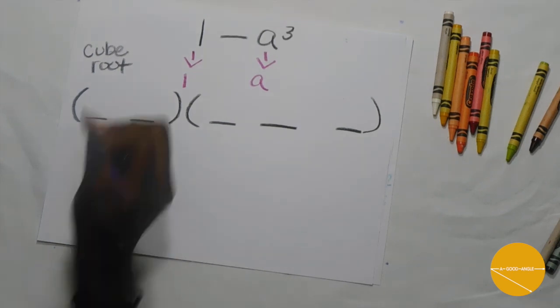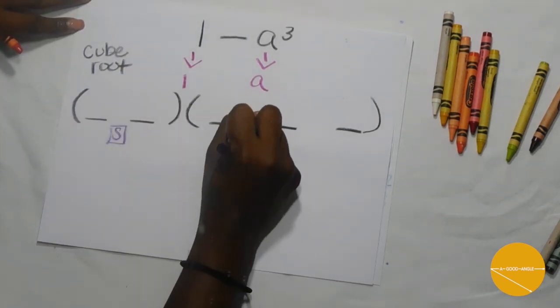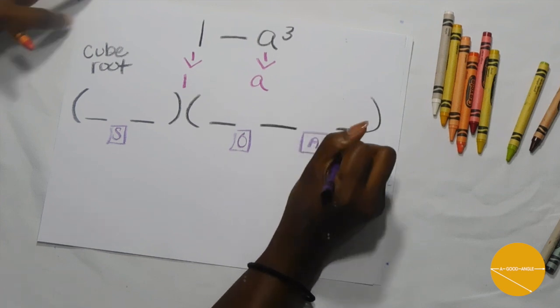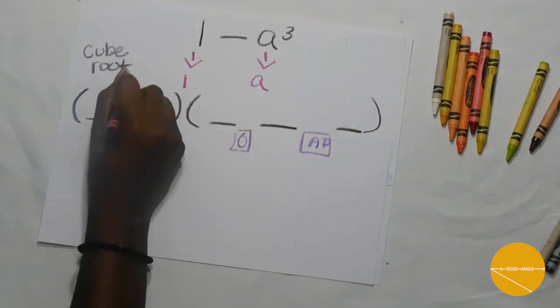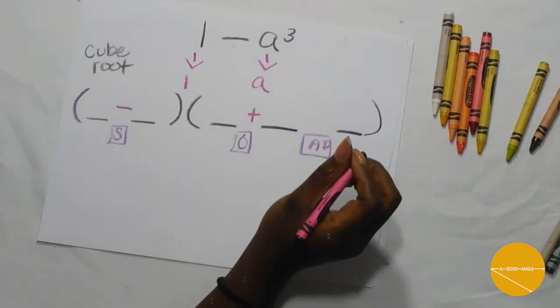Use some SOAP. Don't be dirty. Same, opposite, always positive. Same sign: it's a minus. We need to use a minus in the first one. Opposite sign, plus.